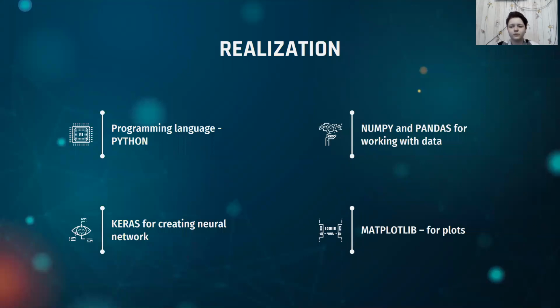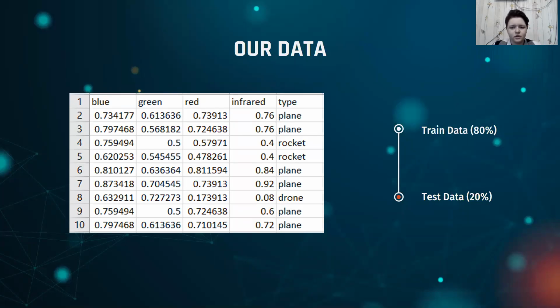To implement our program, we used the Python programming language, the Keras library for creating the neural network, NumPy and Pandas for working with data, and Matplotlib for plots. Let's start with the data that we used in our work. We had a data set that consisted of 5 columns. The first 4 columns describe an image: parts of blue, green, red, and infrared frequencies. The last one tells us which type of object is in this image. We divided our data into train and test data sets in proportion 80 to 20%.